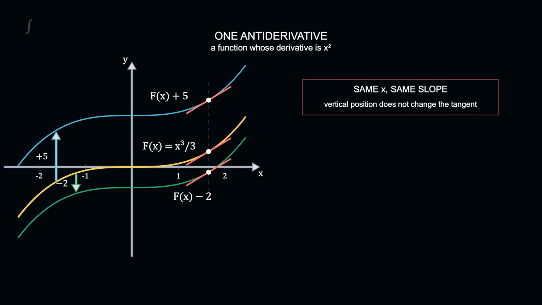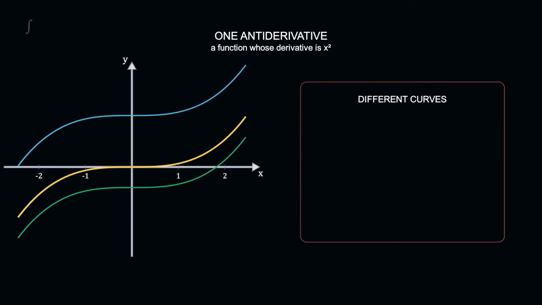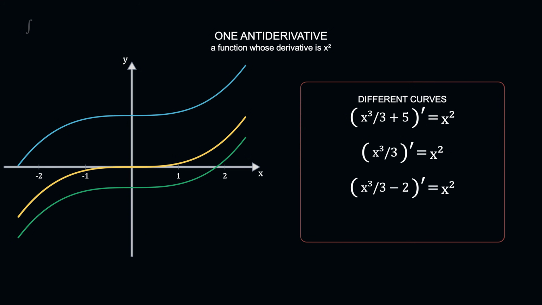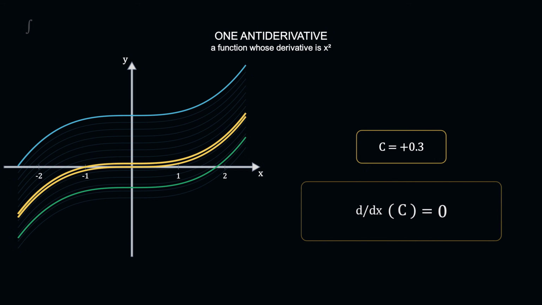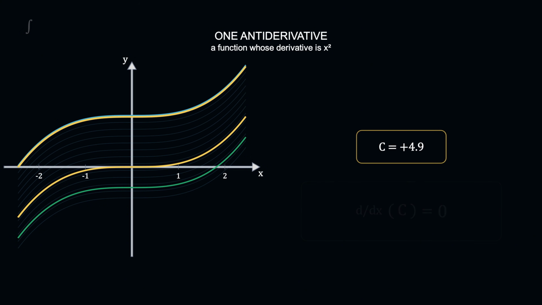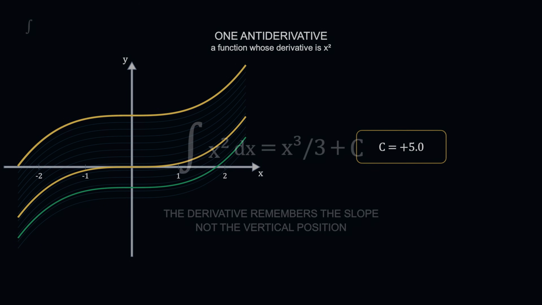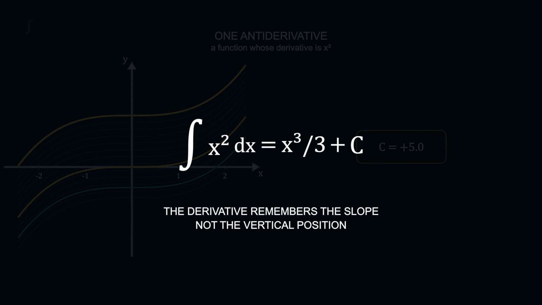At any fixed value of x, their tangent lines have exactly the same slope. That is because the derivative of a constant is 0. So all of these functions have the same derivative, x squared. When we reverse differentiation, the original constant cannot be recovered. We therefore write that the integral of x squared dx is equal to x cubed divided by 3 plus C. The letter C represents any constant.